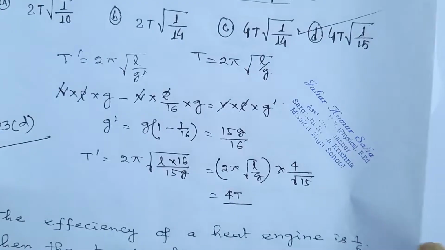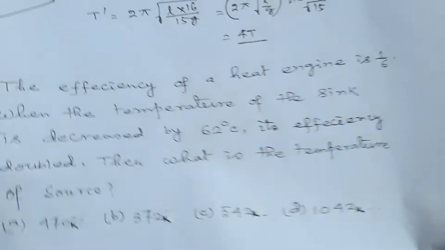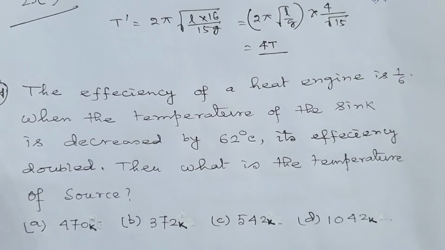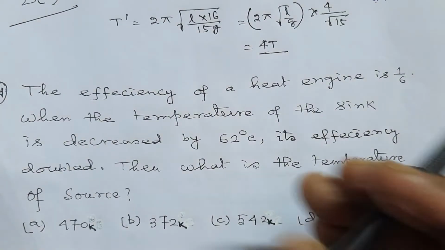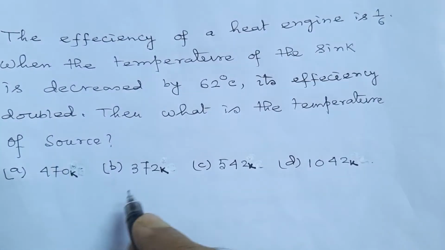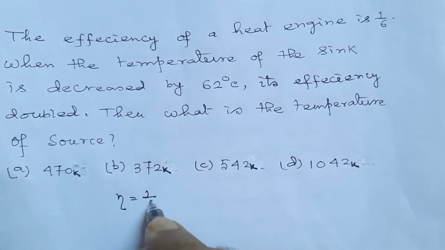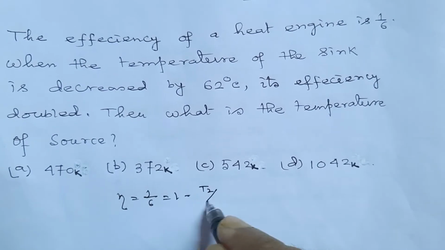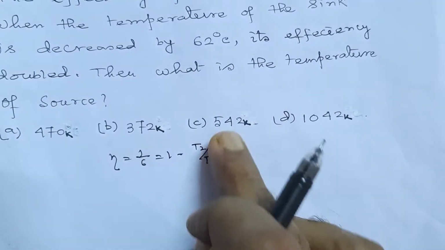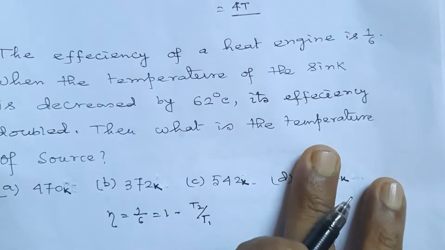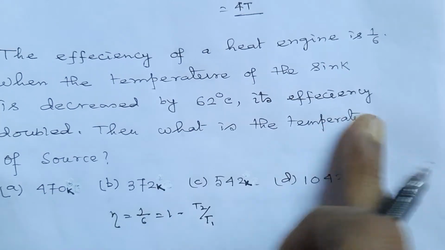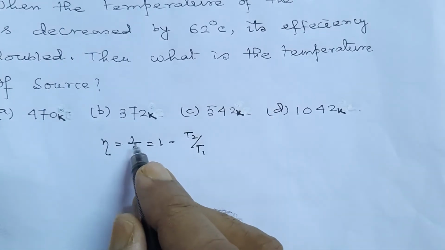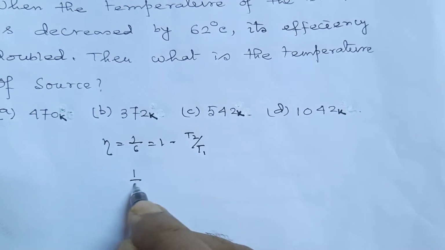Now let us see the next question, question number 24. It is a question on the efficiency of a heat engine, from the second law of thermodynamics. The efficiency of a heat engine is 1/6. We know that efficiency η = 1/6 = 1 − T2/T1, where T2 is the sink temperature and T1 is the source temperature. When the temperature of the sink is decreased by 62 degrees centigrade, the efficiency is doubled. Now efficiency is doubled, that is 1/6 into 2, that is 1/3.